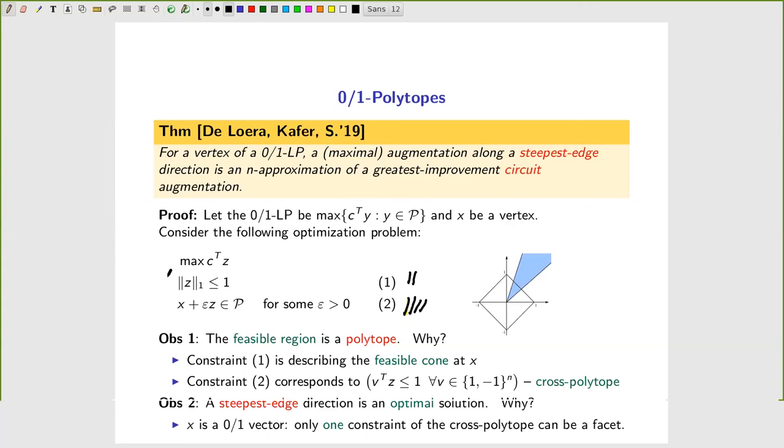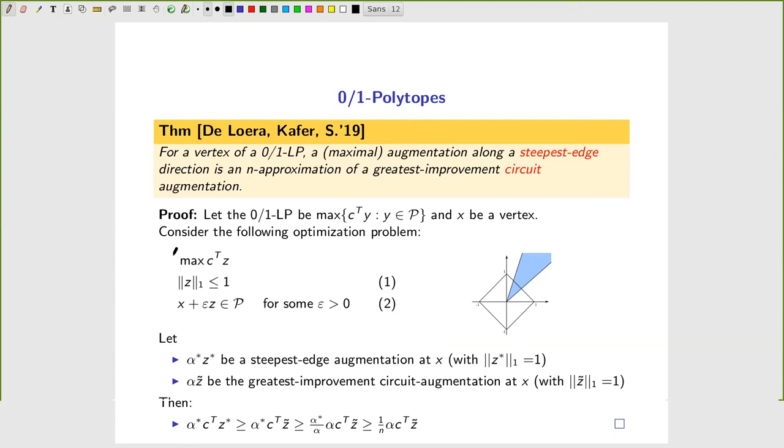Now, why is this good with respect to a circuit? Well, because in this optimization problem we are not making any constraint for the Z to be a circuit or not a circuit. This holds for any vector. So in particular, a greatest improvement circuit direction is going to give us a feasible solution here. And now the question is, can we use this to bound the step length, the progress that we are going to make, whether we use a circuit or whether we use steepest edge?